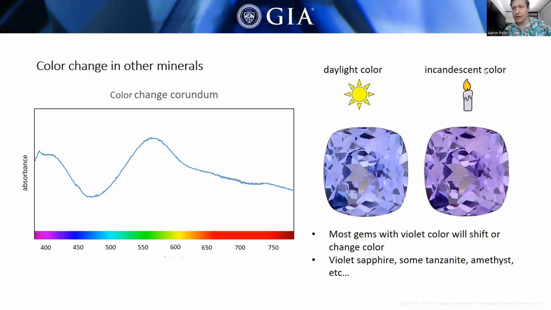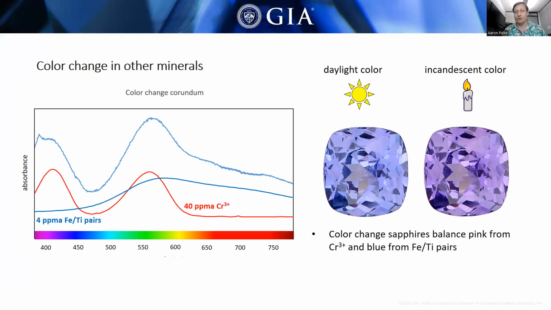And that's shown here, again, another good example of this. This stone goes from a violet blue in daylight to more of a violet purple color in incandescent light. So we have the combination of chromium and iron titanium pairs causing these two colors in these sapphires. Again, we have the two transmission windows giving us these two different colors.